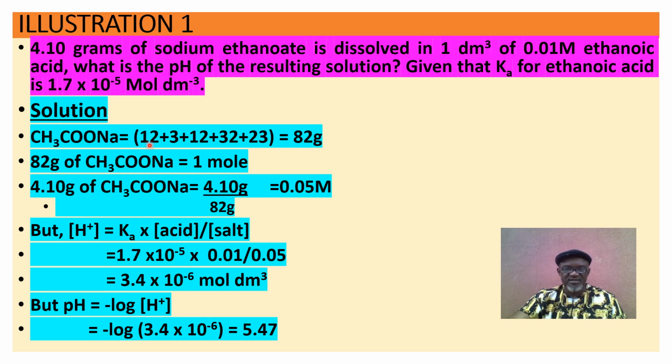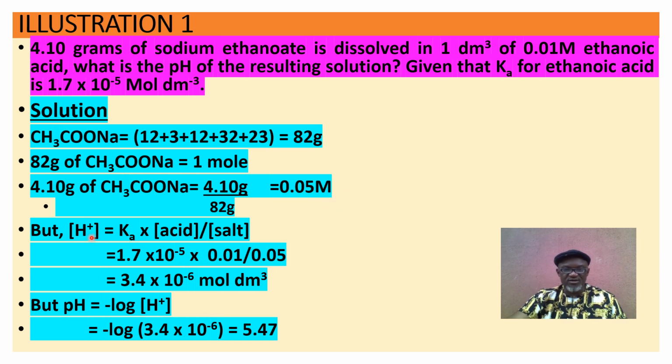Of course, you know that carbon is 12, hydrogen is 1 times 3, carbon is 12 here again, oxygen is 16 times 2, that's 32, and then sodium is 23, that gives us 82 grams. So which means 82 grams of sodium ethanoate is equal to 1 mole. Therefore, 4.10 grams of sodium ethanoate will be 4.10 grams over 82. That will give us 0.05 moles.